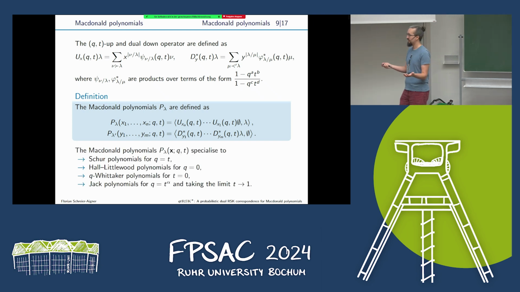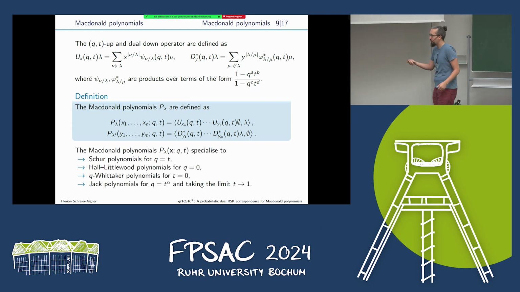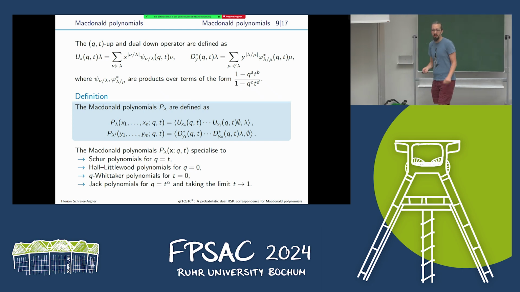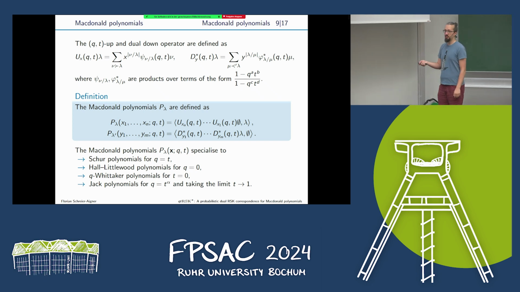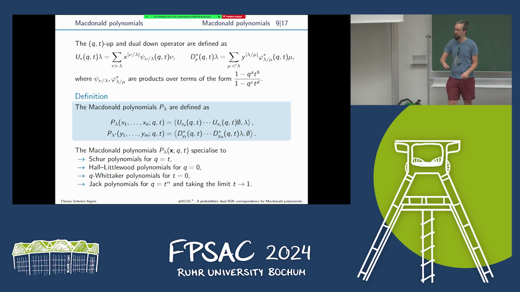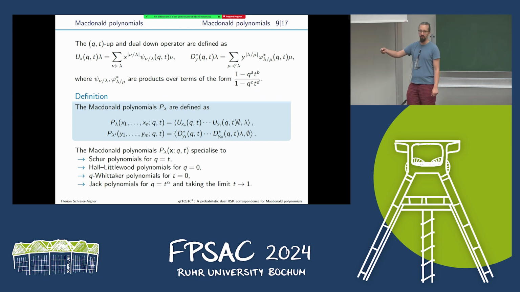So why are Macdonald polynomials important? One reason is they specialize to many very well-known polynomials. So we obtain Schur polynomials for q equals t, the Hall-Littlewood for q equals 0, q-Whittaker for t equals 0, or the Jack polynomials if we set q to t to the alpha, where alpha is another variable, and then take the limit by setting t going to 1.